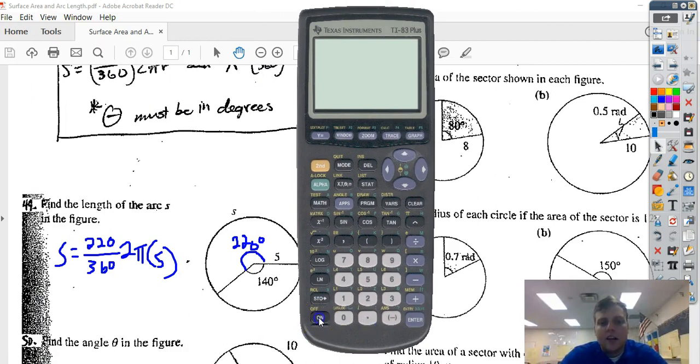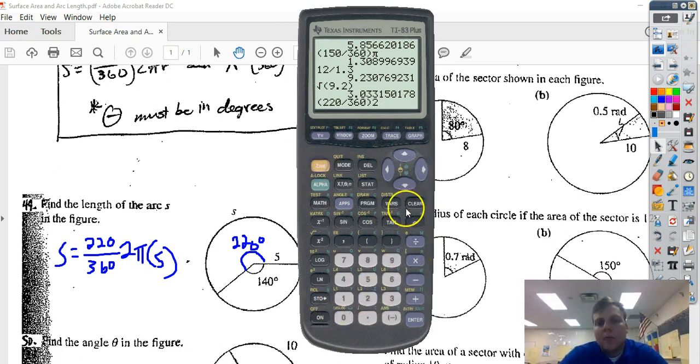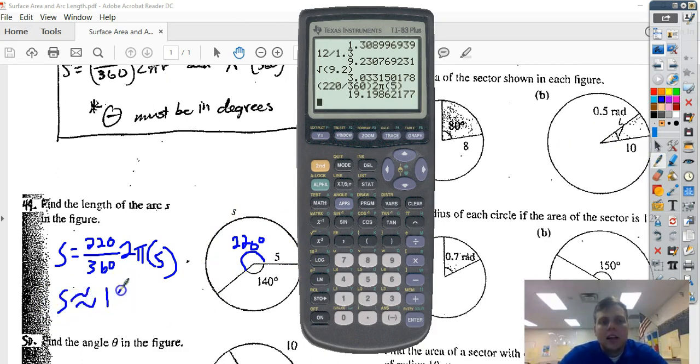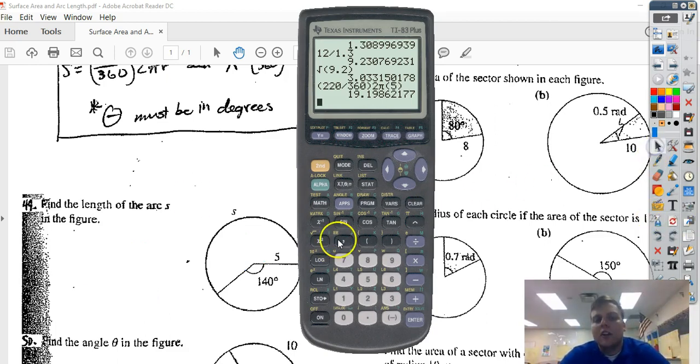So I pull up my handy dandy calculator. 220 divided by 360 times 2 times pi times 5. Press enter and I get 19.2. So the arc length on this arc right here is 19.2. So S is approximately 19.2. And there we go. Okay, let's go on to problem number 50.